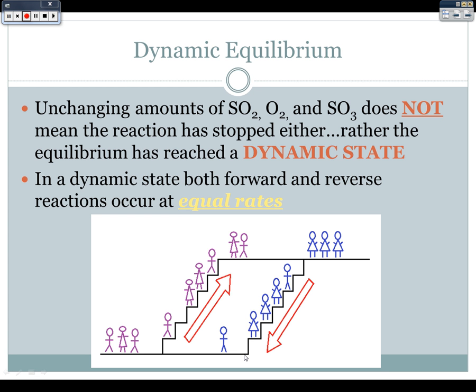So as this reaction goes, the number of people going up to the second floor is occurring at the same rate, and the same amount of people are then going down to the first floor. So while I don't have the same number of people on the first and second floor, the change between them is occurring at the same speed or at the same rate, and so if one person goes up to the second floor, one person's going to come down. And so it's that idea of equal rates. So you don't have the same amount of product as you do reactant, but you have the same amount of reactant becoming product as you do products becoming reactant. Okay?